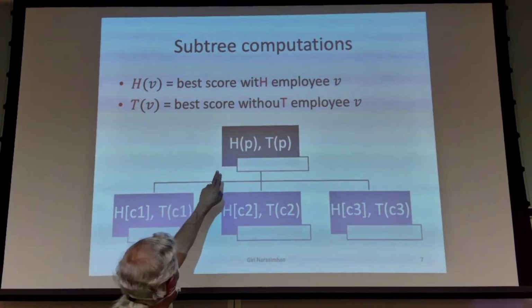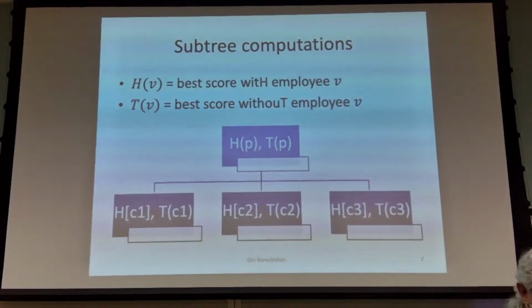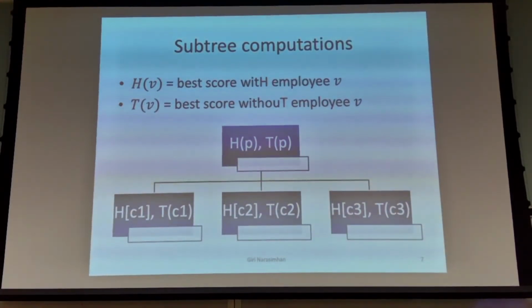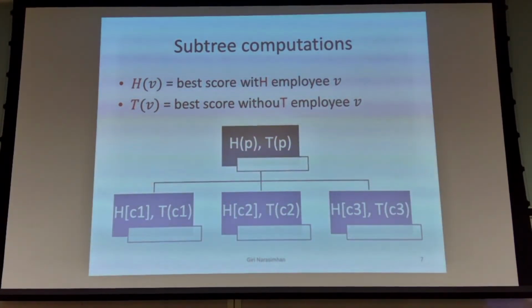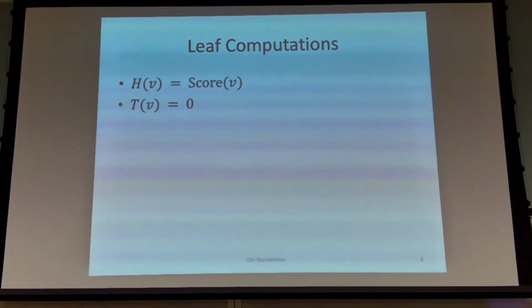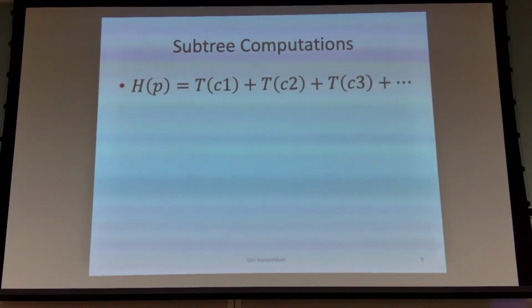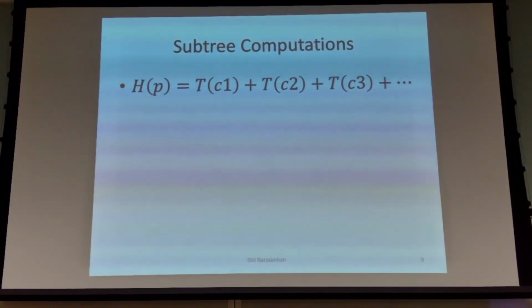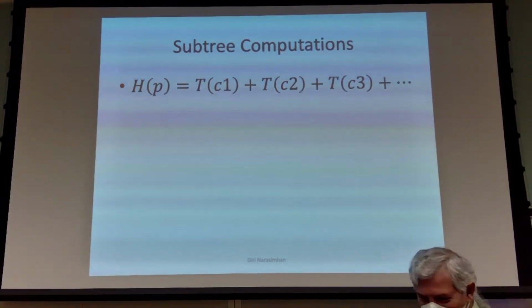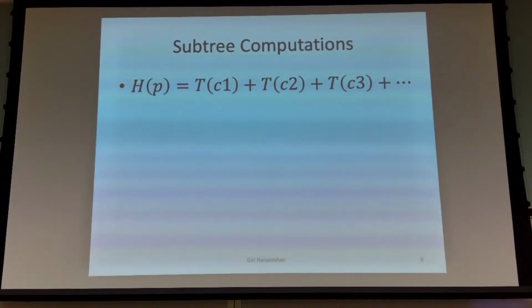So you already said what H of P is. So it would be the max. Yeah. Max of HC1, TC1 plus max of HC2, TC2 plus max of HC3, TC3. Very good, which is exactly what he said. All right, but now I understand it. Sorry, you couldn't explain it to me. So he understood. Did you understand?